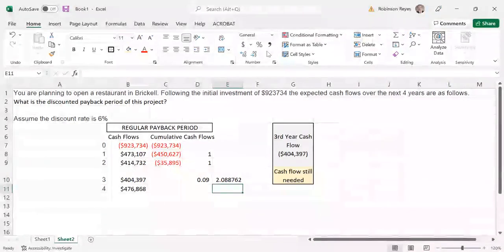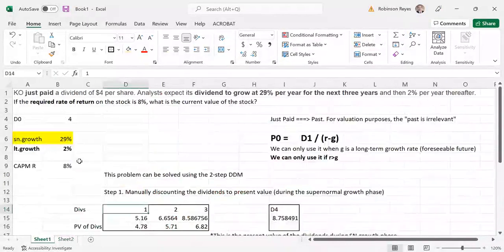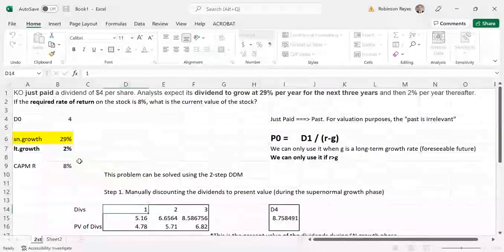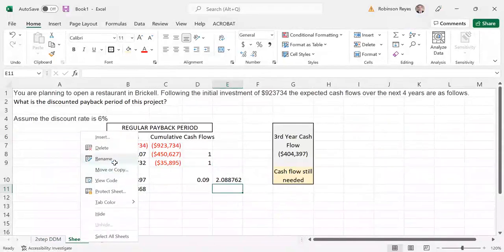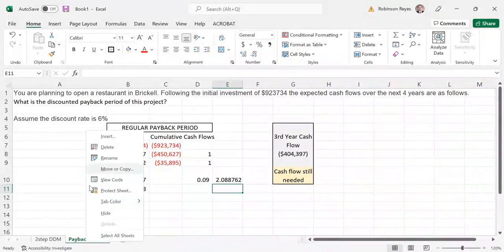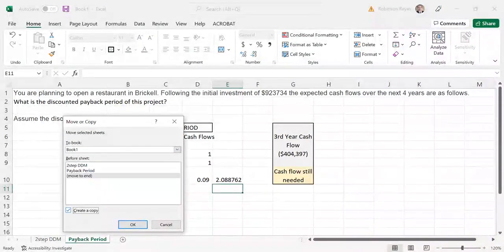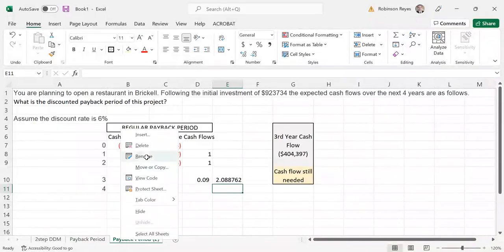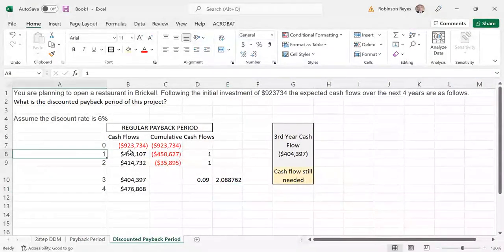Okay, now there is one problem, and I'm going to copy this. Let me write here two-step DDM, and then in sheet 2, let's say payback period, which is not the same as payback time. No, it's payback period. And now we have discounted payback period. And why is discounted payback period important? I'm going to show this right now.